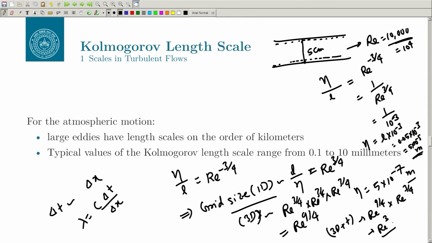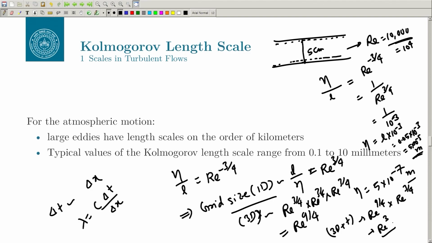You can do DNS at a Reynolds number which is much lower than the practical Reynolds number, let us say 10 to the power 4 or so, but if you want to do it at 10 to the power 6 and all, you need that kind of grid, and for that you need that kind of supercomputer, and even on the fastest supercomputer you cannot simulate that kind of flow.